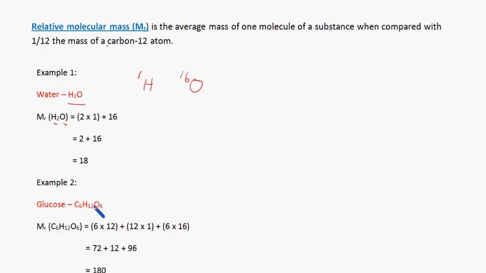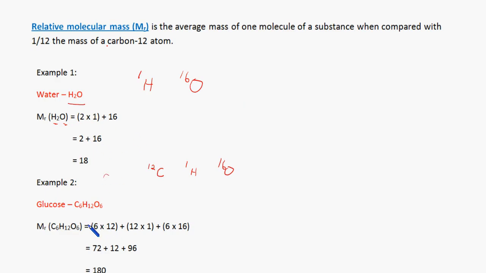Let's do one a little more complicated. In this case we have glucose, which is C6H12O6. So therefore we have 6 carbon atoms, 12 hydrogen atoms, and 6 oxygen atoms. And from the periodic table, we know that the mass number of carbon is 12, hydrogen is 1, and oxygen is 16.